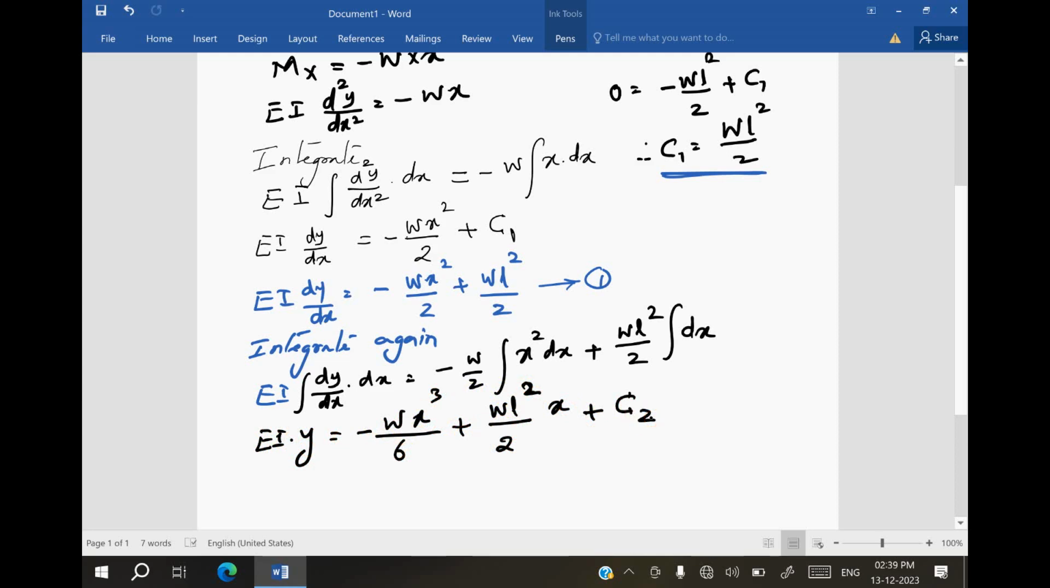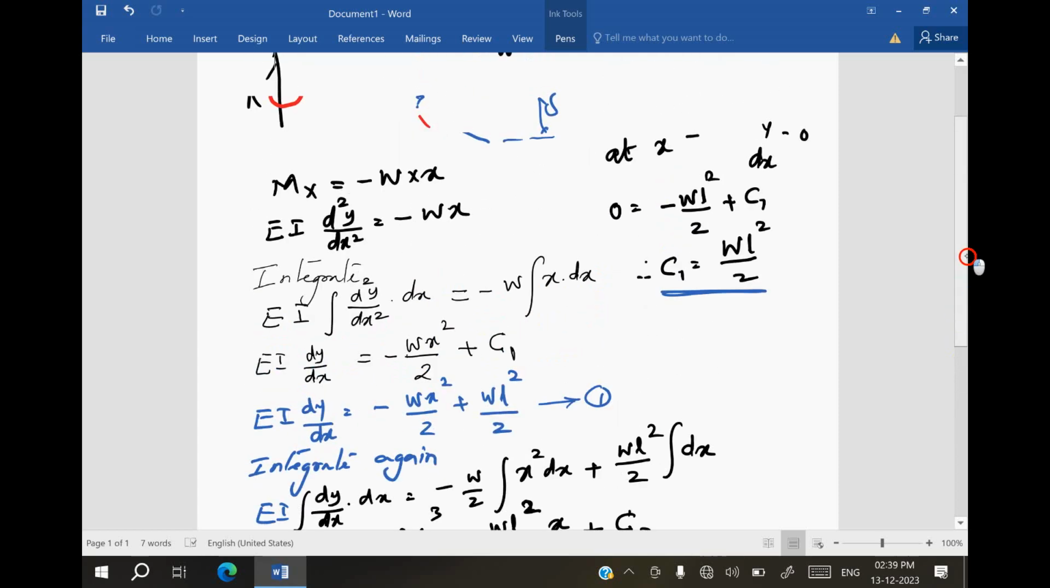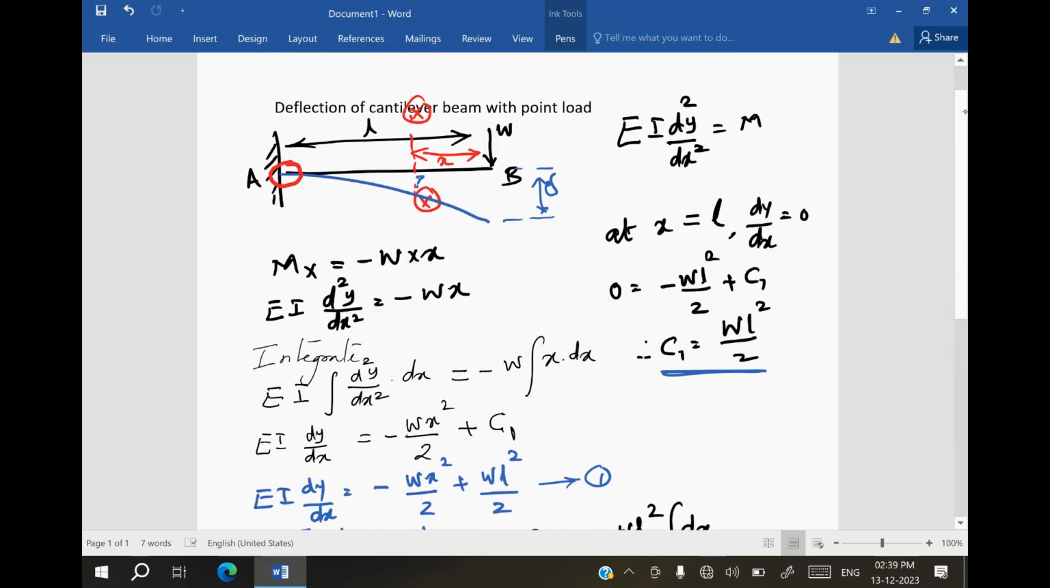Now let me again put the boundary conditions. What are the boundary conditions? The value of y will again become 0 at point A only. See here, the beam is fixed there, is it not? So y is 0 there.